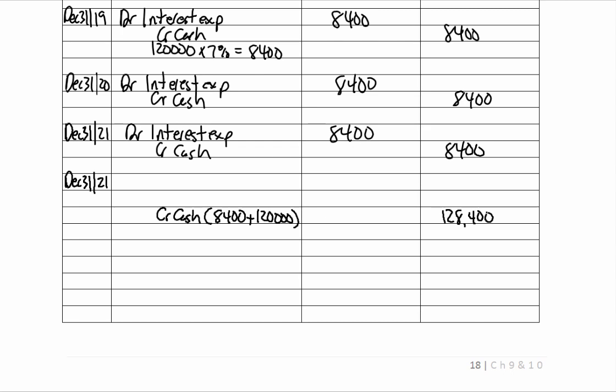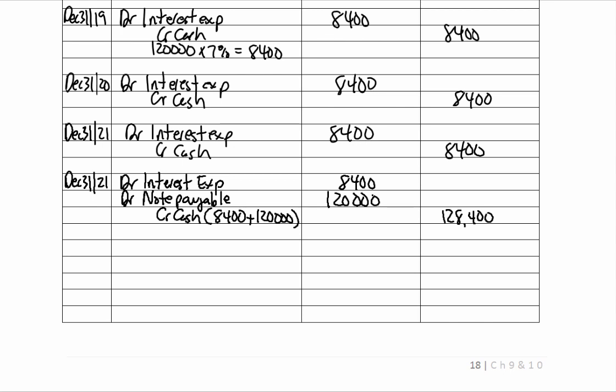What am I going to get? I got the use of the money for one full year, which is interest expense, $8,400. And I also got back my IOU from the bank because I paid off all of my note payable. So my note payable is no longer payable. I can get rid of it, $120,000. Now you could have done this in two entries, right?